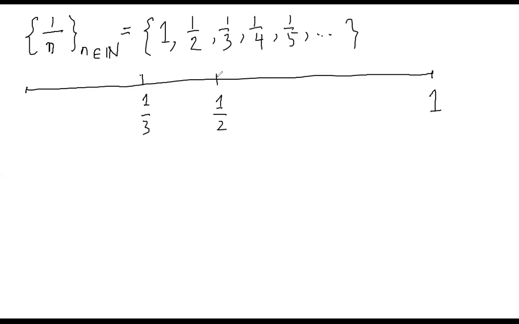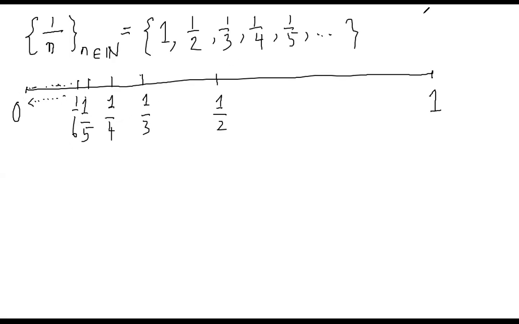Okay, 1 over 4 is half of 1 over 2, so it's here. And you have 1 over 5, which is 1 part, so it will be somewhere around here. And then 1 over 6 is half of 1 over 3, so that will be somewhere around here, and so on, right? So it will kind of start to get denser and denser towards 0, right?